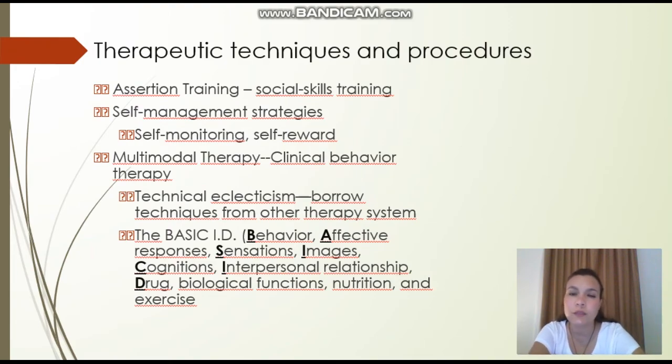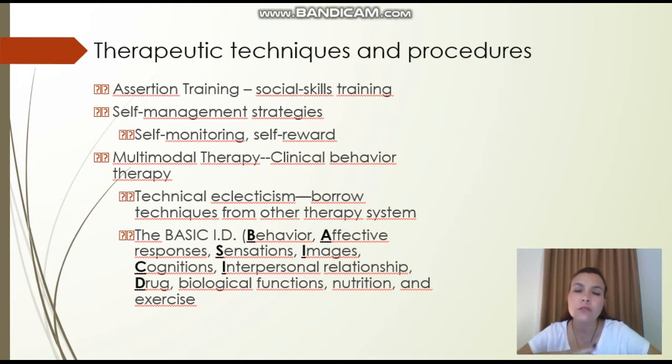And the other therapeutic techniques and procedures are assertion trainings, which are under the umbrella of social skills training. This is to say yes and no to people, where you have difficulty saying yes, or where you have difficulty saying no maybe, and to be able to get in communication with other people, you can get involved in assertion trainings, and there will be some social skills taught to you, okay, like active listening, how to talk, how to arrange your tone of voice, etc. And also self-management strategies, self-monitoring, self-reward, multimodal therapy, etc.